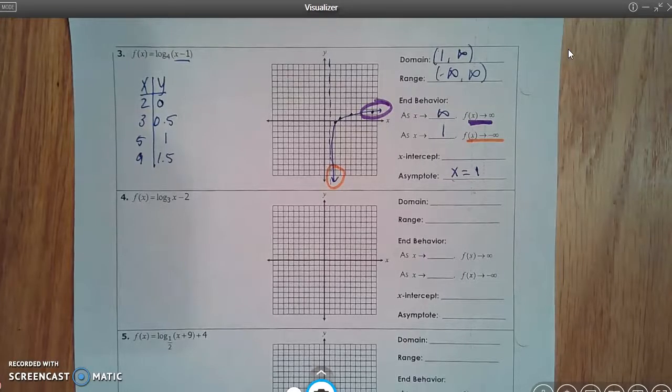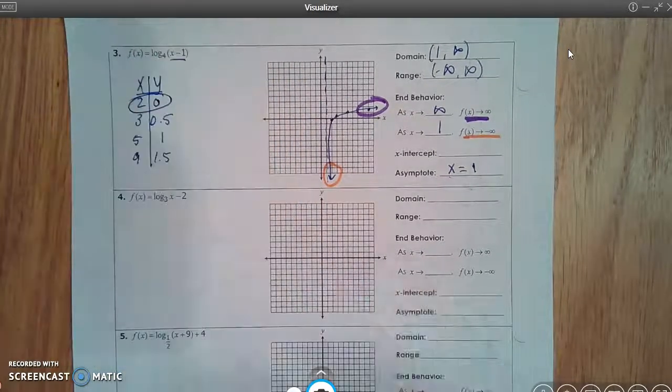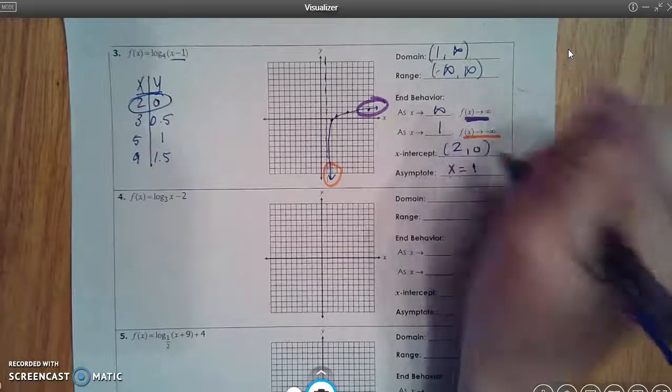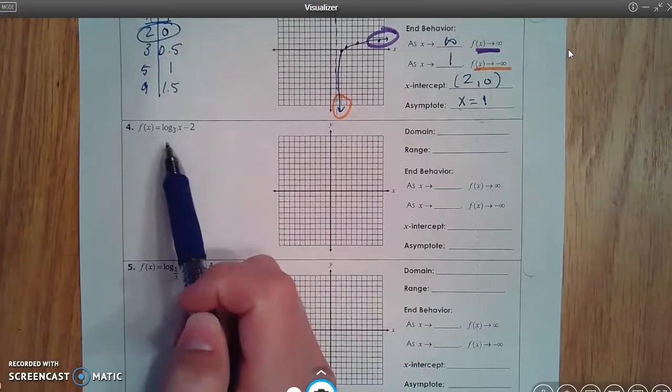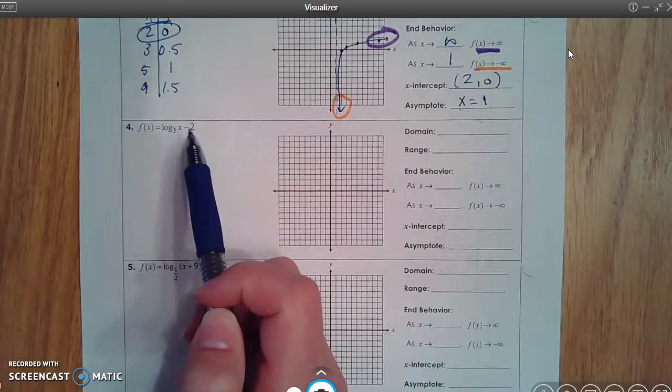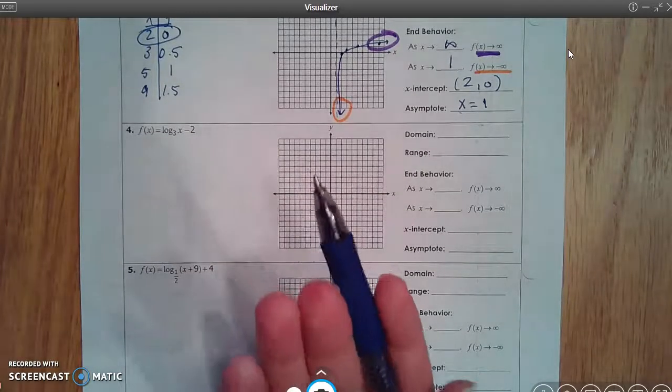Last but not least, you're trying to find your x-intercepts. You're looking for when y is equal to 0, and that happens at (2, 0). Okay, I'm going to try and get through 2 more if I can, and then you can try some on your own. Okay, so number 4, do you have parentheses around the x minus 2, or are there no parentheses?